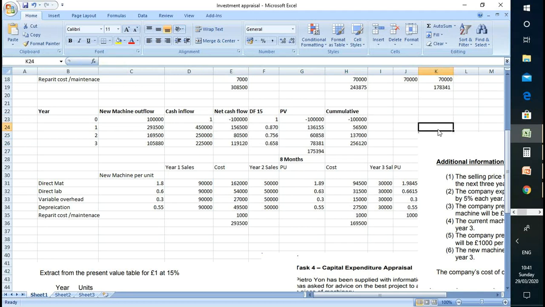Project 2, the new machine. The new machine is better because the NPV is positive, and in only 8 months it will cover the money. Yeah, so that's all we need to do.